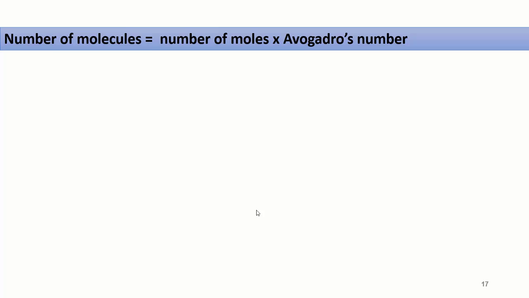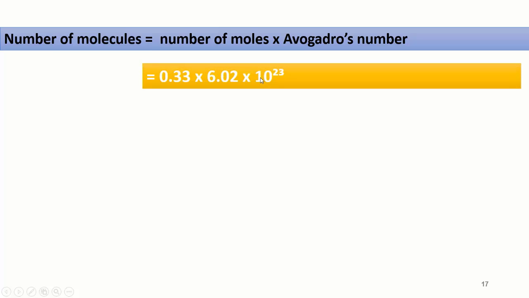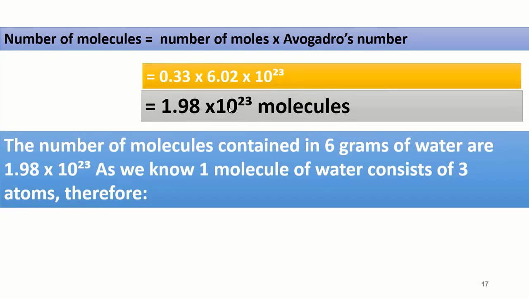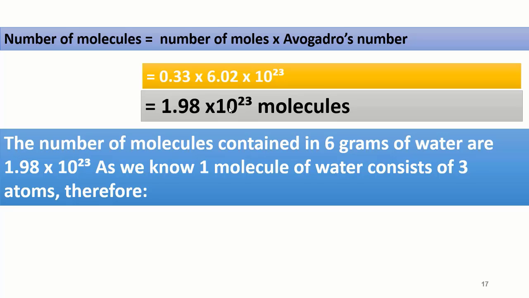Now we shall calculate number of molecules by applying the formula. You know that number of molecules can be found out by multiplying the number of moles with Avogadro's number. We have calculated the number of moles 0.3333 and Avogadro's number you already know 6.02 into 10 raised to power 23. When it is multiplied by 0.33, the answer is 1.98 into 10 raised to power 23 molecules. So we have calculated the number of molecules also. The number of molecules contained in 6 gram of water are 1.98 into 10 raised to 23.